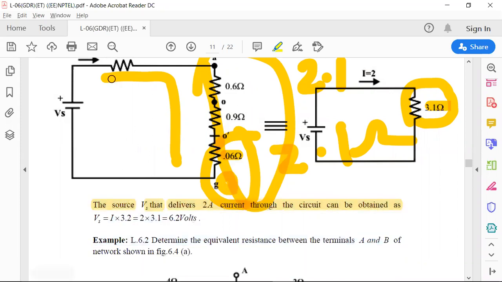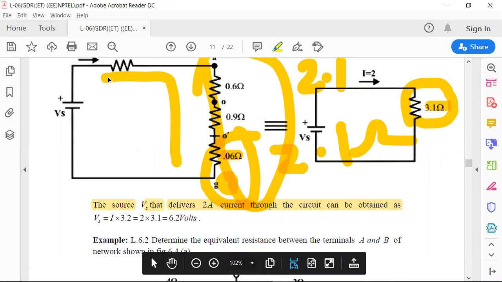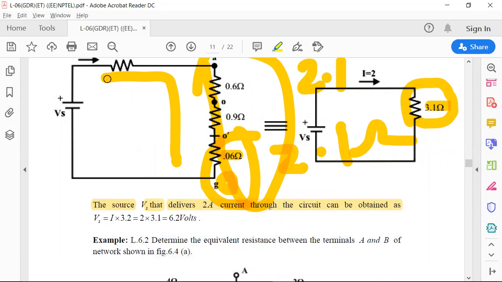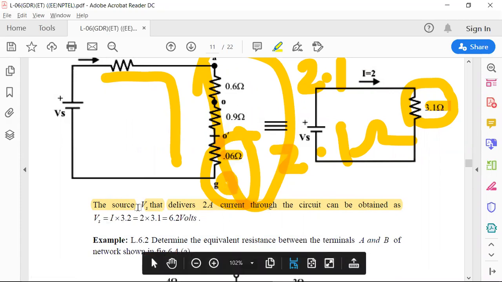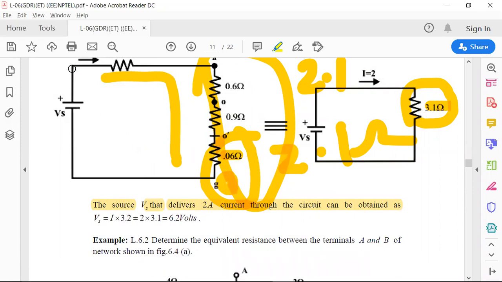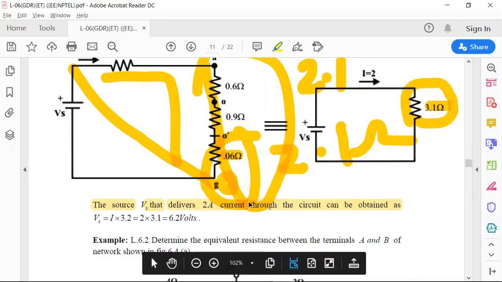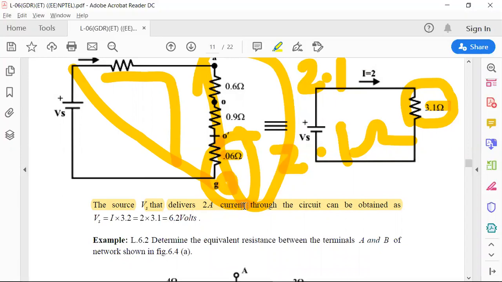The source voltage Vs that delivers 2 amps current through the circuit can be obtained as Vs is equal to I into R. R is nothing but R equivalent, the total equivalent resistance of the circuit from this point to this point, it will be 6.2. So this is the way of solving the problems in star to delta, delta to star conversions.